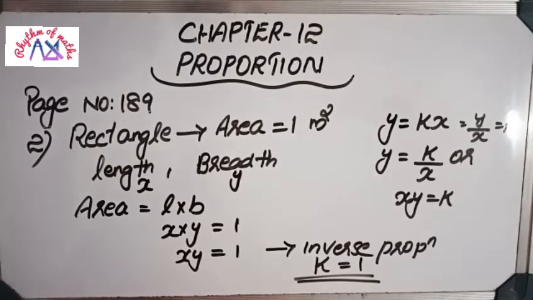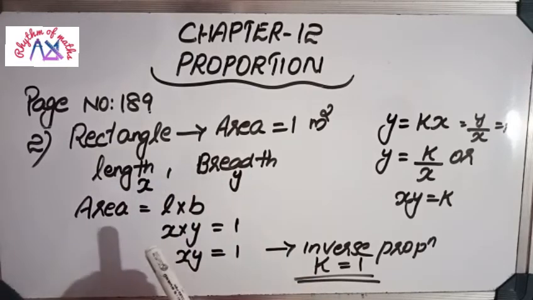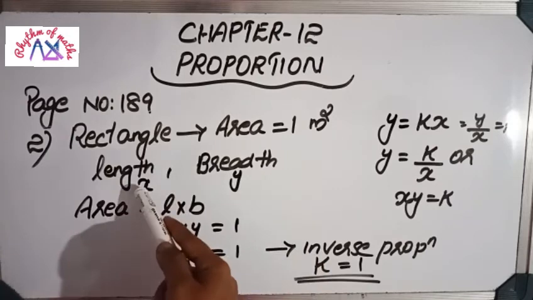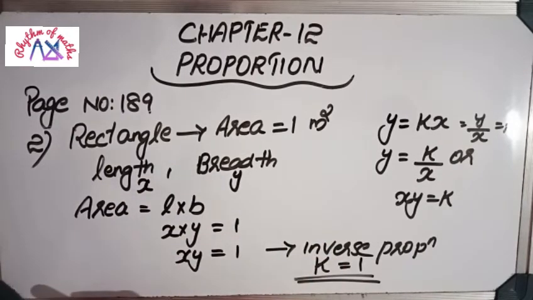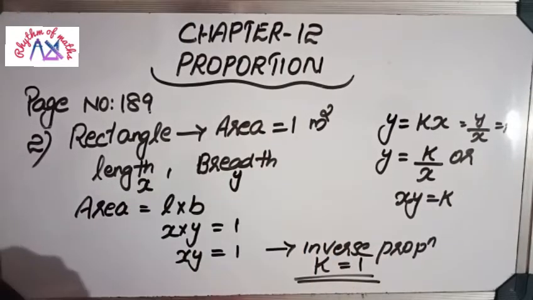According to the question, you have to choose x and y. Here the relation is between length and breadth. That is the proportion we need to find. That's why we consider x as length and y as breadth. Okay, for the previous one, area and square of length of side. That's why area we consider as y. Okay, so this is second one.